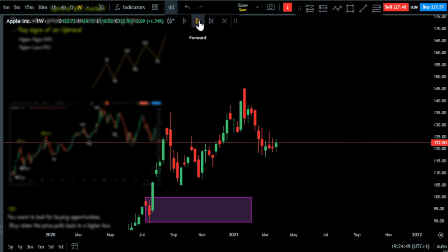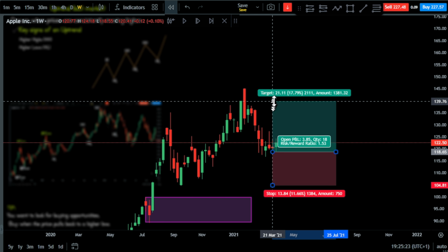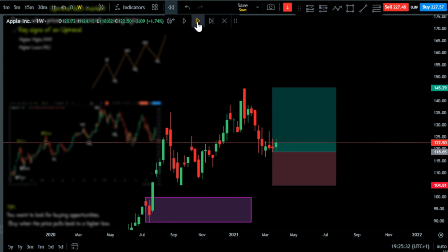How to trade an uptrend. Look for pullbacks to the higher low. Enter your trade when the price starts to bounce off the higher low. Place your stop loss just below the higher low.